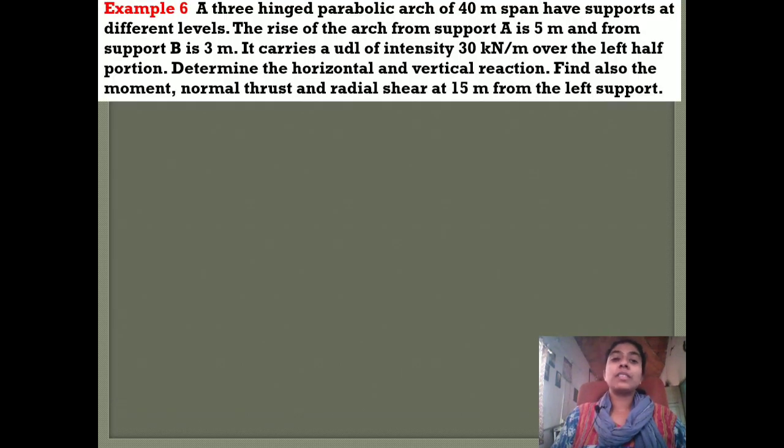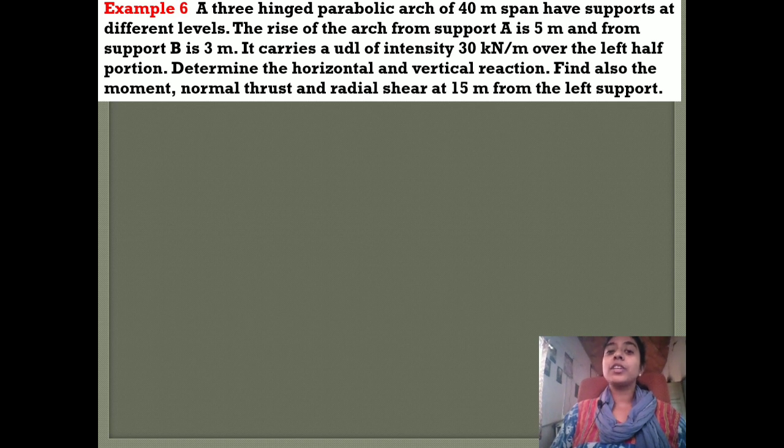So the problem is, this is our 6th example. Already we have seen 5 examples in our previous classes for the parabolic and segmental arches. Now, example 6 is, a 3-hinged parabolic arch of 40 meter span have supports at different levels. The rise of the arch from support A is 5 meter and from support B is 3 meter.